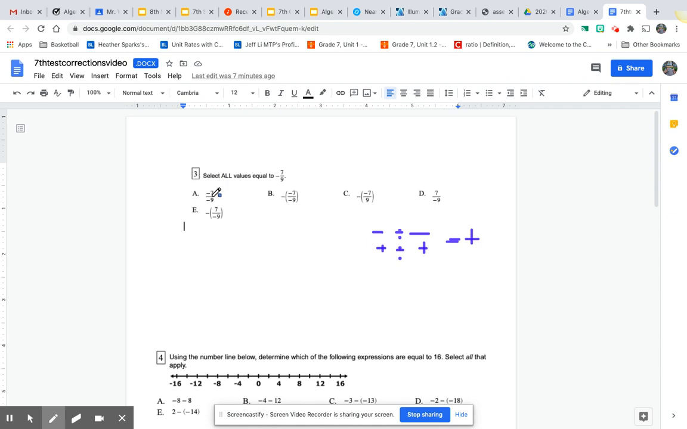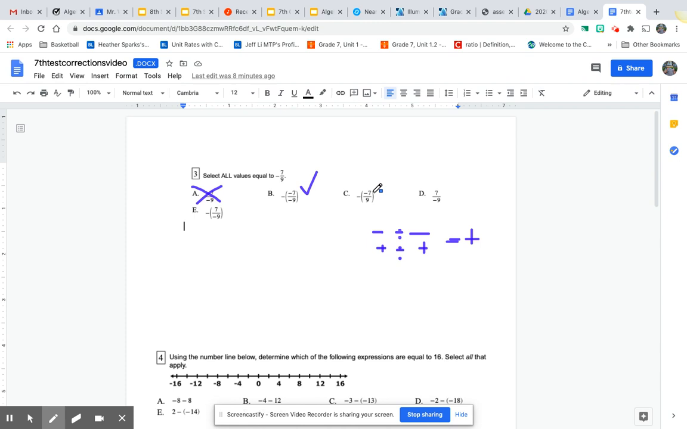So let's go ahead and take a look at letter A. I have a negative divided by a negative. Well, that's going to give me a positive, so that one's not good. We're looking for negative answers. Looking at letter B, inside of the parentheses, that value is going to be positive because it's a negative divided by a negative again. And this negative sign outside is going to make that equal -7/9. Remember, the inside is worth +7/9, but with the addition of that negative sign outside, it makes it negative.